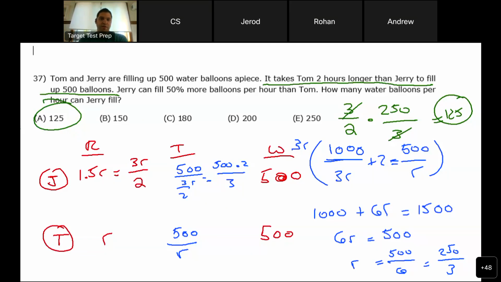How did I get the time? I divided 500 by 3R over 2. That was the time. That's how I got that. When you flip and multiply, yeah, I missed the R here. I should have put an R right there.